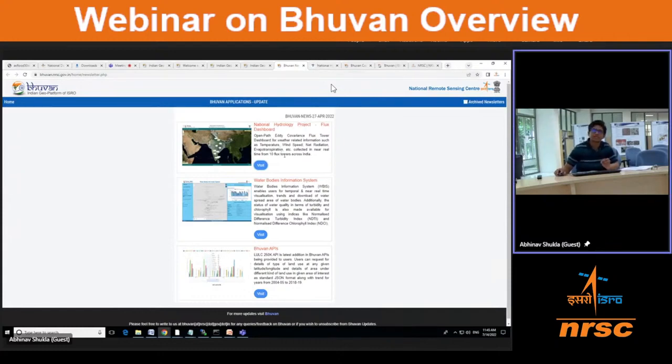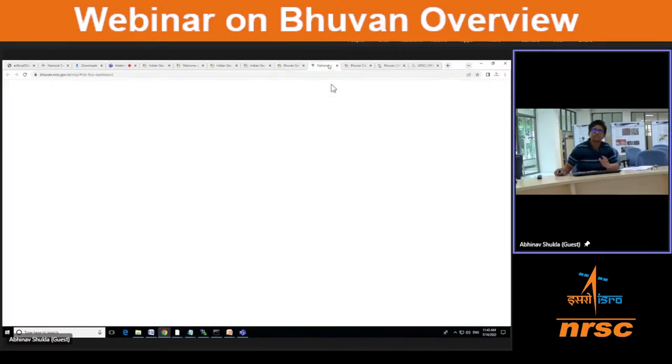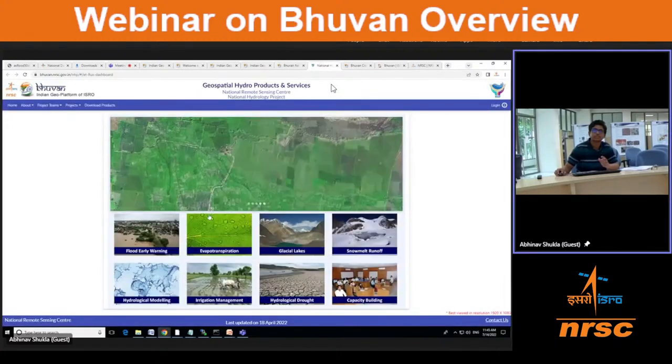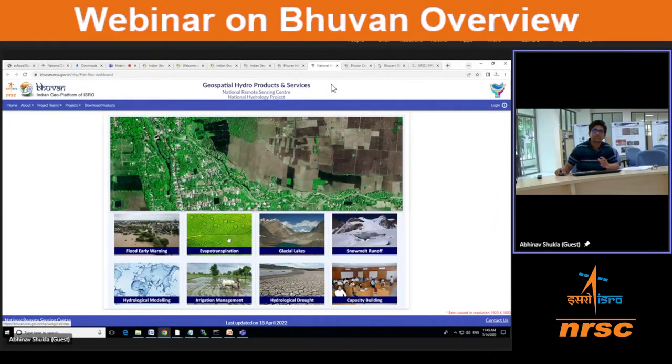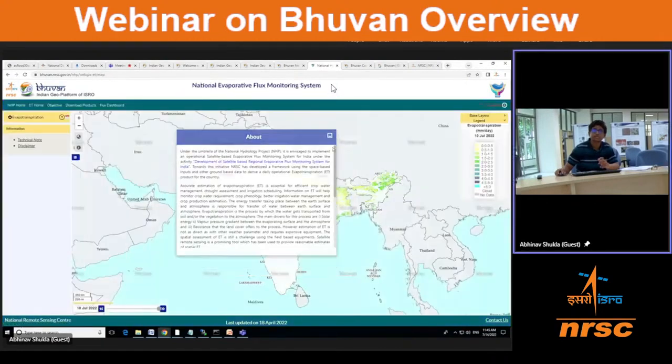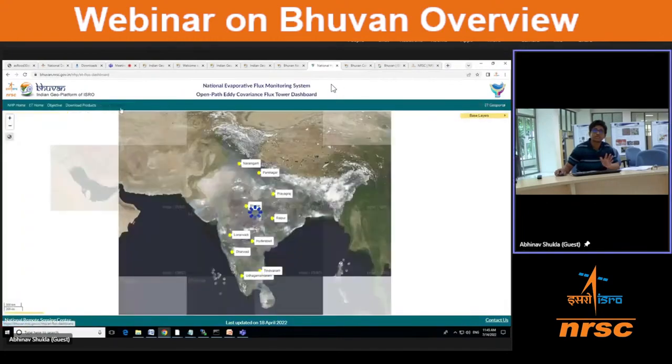And we currently have 10 flux towers across India, and those towers are disseminating data to our database, and it is being displayed here. So this is the NSP portal. From here, we can go to evapotranspiration. And this is the flux dashboard, which we have recently launched.